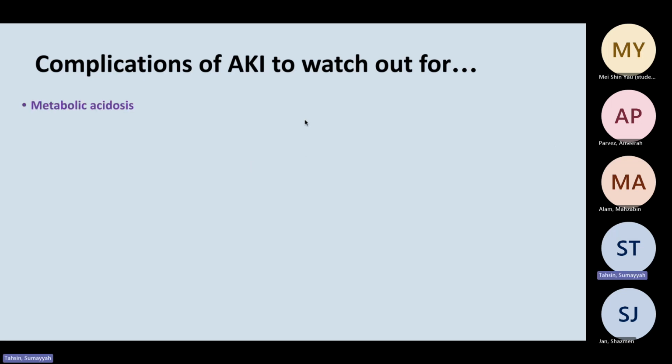So the first complication of an AKI is metabolic acidosis. As we discussed at the beginning, the kidney excretes H+ ions and can make carbonate ions, bicarbonate ions. If the kidney is not functioning properly, such as in an AKI, less H+ ions are excreted and so can build up in the blood and cause a metabolic acidosis.